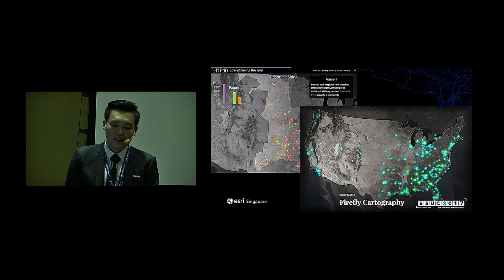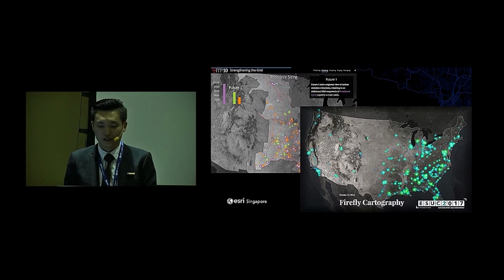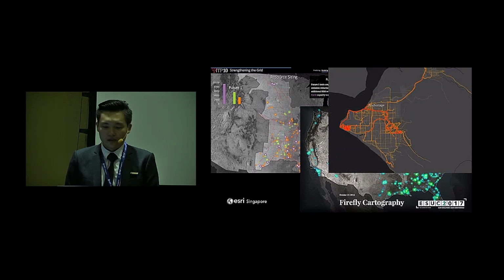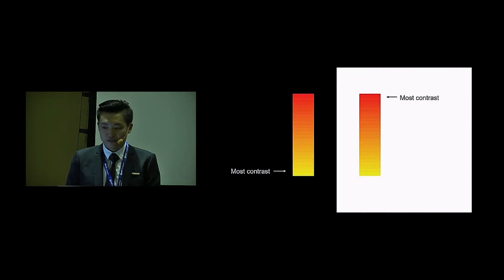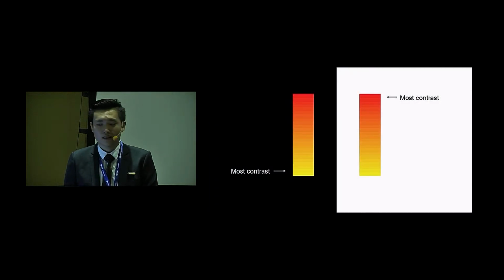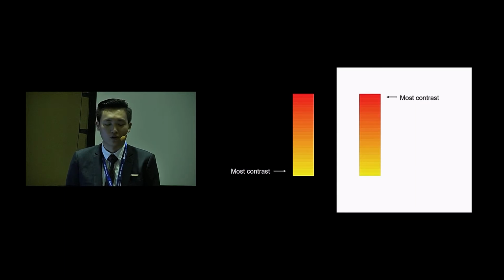And personally, I like this firefly cartography the most, where it really leverages this contrast to make appealing maps. Here are a few other examples of using bright colors on a dark color base map. And to emphasize, if you are using a dark color base map, the light color has the most contrast, whereas if you are using a light base map, the darker color will have the most contrast.